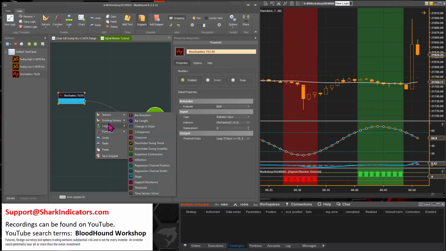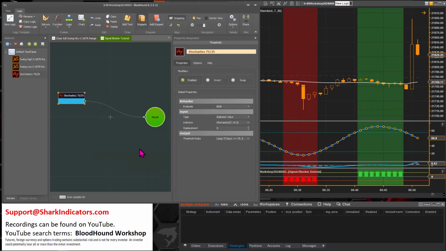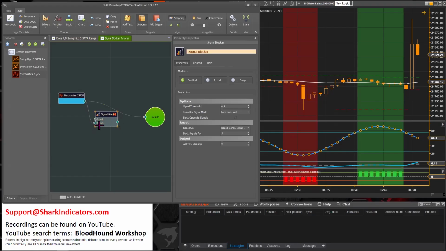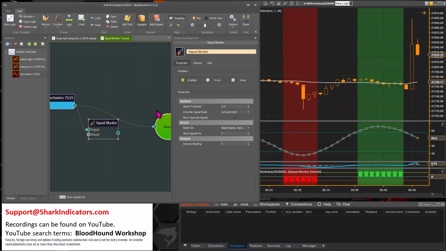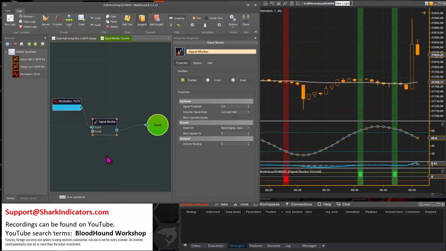So let's go to the function nodes here, grab a signal blocker, connect that in. Oh, and yep. Actually, I'm kind of glad I did this. Yeah, so pay attention here. I accidentally connected it into the reset here. So I want to make sure that goes into the input. There we go. And now let's plug that in.